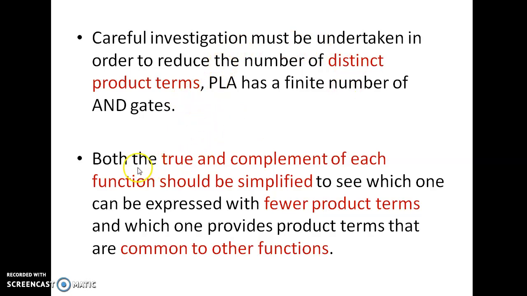And you require the function in true as well as complemented format, and it should be simplified. So the thing is, one should have fewer product terms, and the number of letters in each product term should also be very less. To meet these requirements, that is to have distinct product terms and fewer product terms, we'll be using K-maps to simplify the given functions.